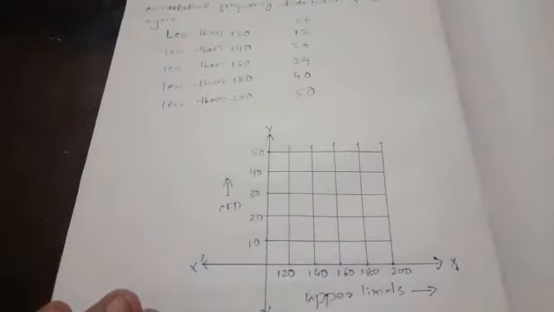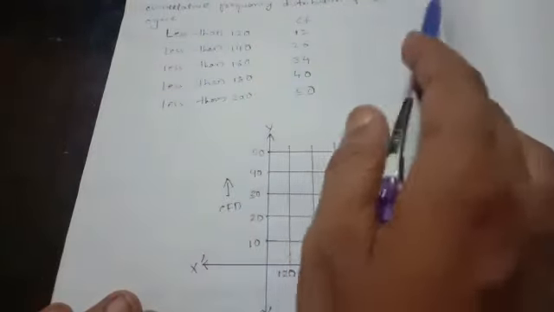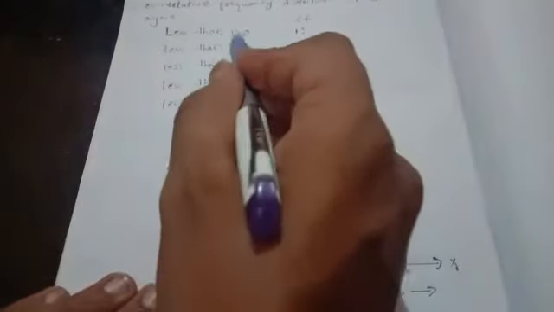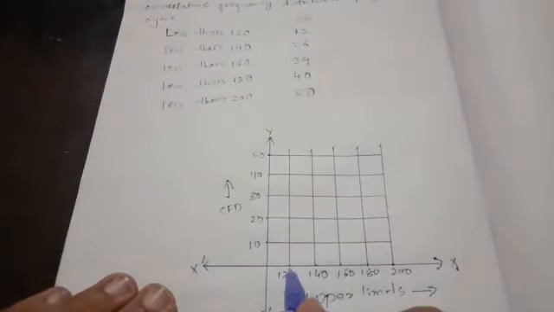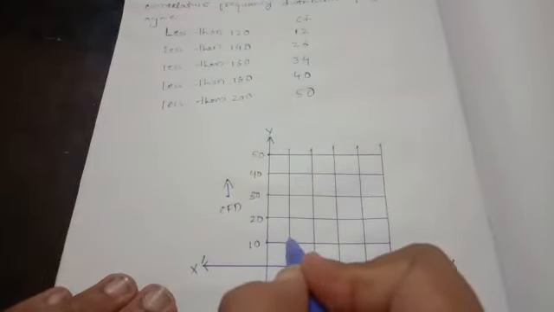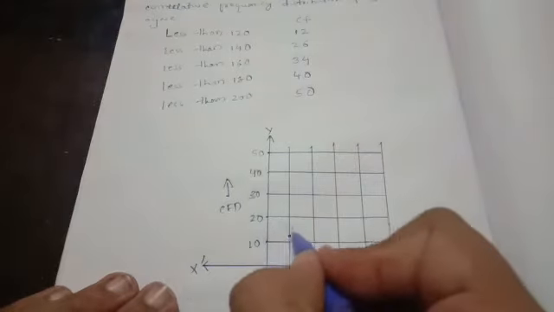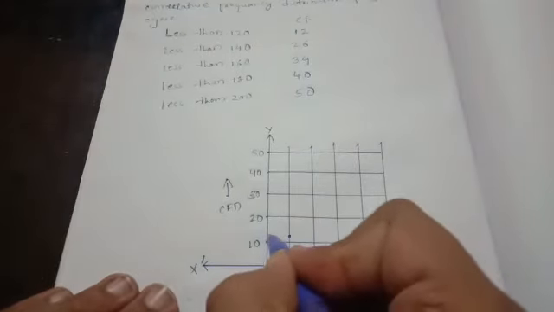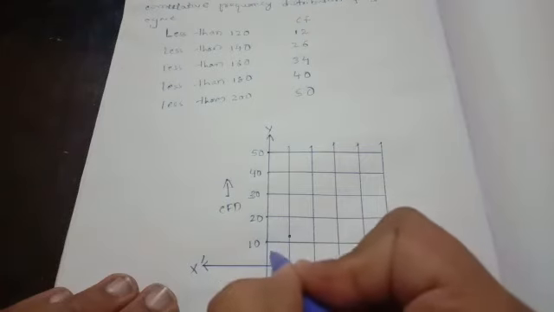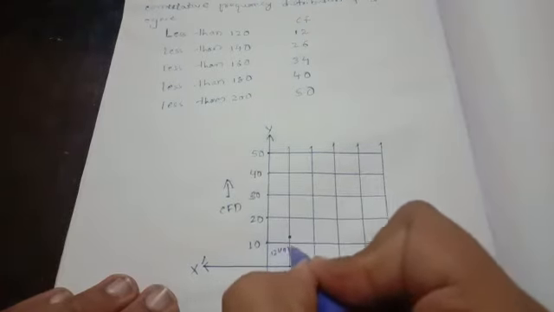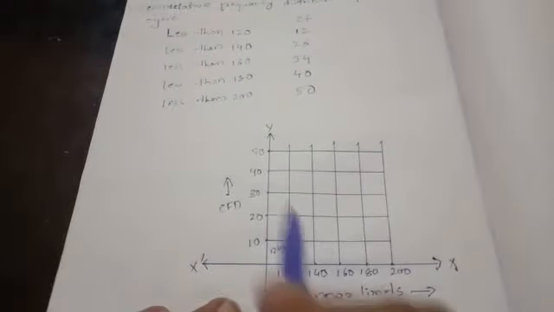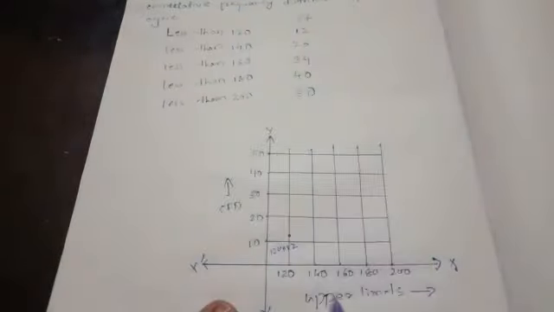Now let's start. We are drawing the ogive curve. We have already converted the data to a less than type cumulative frequency distribution. First value is 120, 12. 12 will be somewhere here. If you draw on graph paper, you will get the exact value. Okay, this is 120, 12.